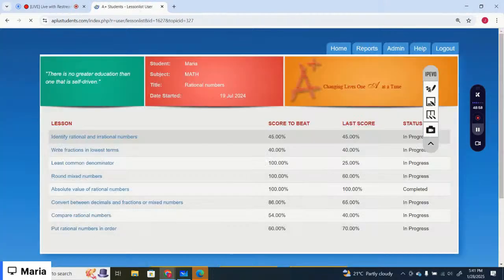So we were working on grade 8 math. The chapter we're working on is rational numbers. The lessons we have covered today are identify rational and irrational numbers, write fractions in lowest terms, least common denominator, and round mixed numbers. So please make sure before the next session you complete all the practice questions for the lessons we just did. That is your homework until the next session.